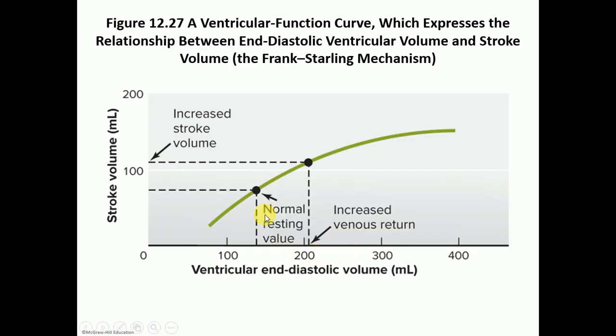Here you can see this is at normal resting value. This is your ventricular end diastolic volume, and this represents your stroke volume. As we start exercising, venous return increases, and your ventricular end diastolic volume increases as well. So you'll see here that your force of contraction will increase, leading to an increase in stroke volume. But there is a limit to this. It's not a linear relationship. There is a limit where this curve plateaus, no matter how much you overstretch the cardiac muscles, and that could lead to ventricular failure.